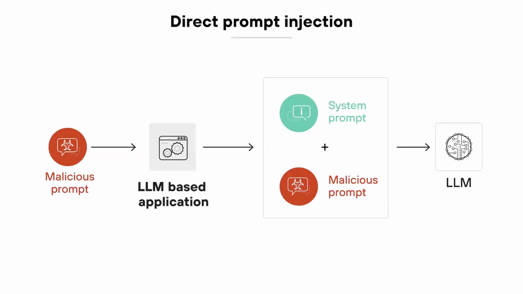Now, as I have told you, there are two types of scenarios. One is direct injection and the second one is indirect injection. Let's see what happens in direct injection. There will be a malicious prompt. The malicious prompt will be submitted to the LLM-based application. The LLM-based application has both the system prompt and the malicious prompt, so your LLM is going to receive both. The system prompt combined with the malicious prompt is going to produce a malicious response.